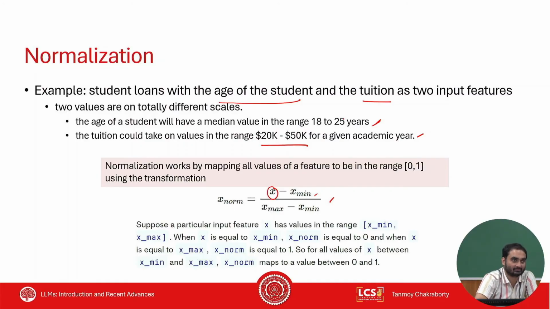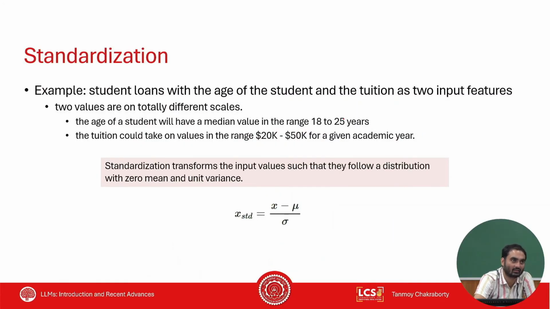Now this is called normalization. There is another term called standardization. In standardization, again given the two features, age and tuition fees, we will make sure that these two features follow a certain distribution. Let's say we make sure that in this distribution the mean is 0 and the variance is 1. How do we do this?